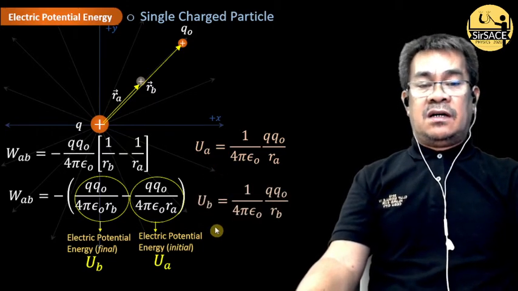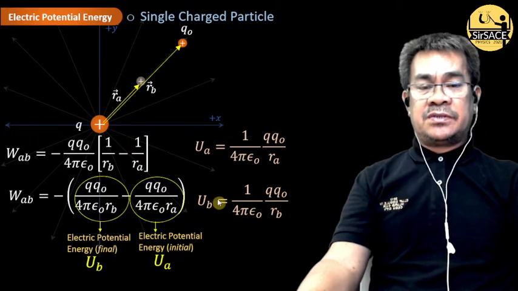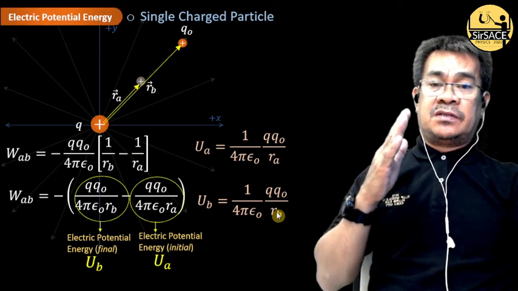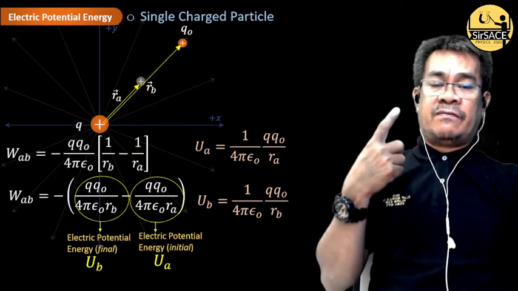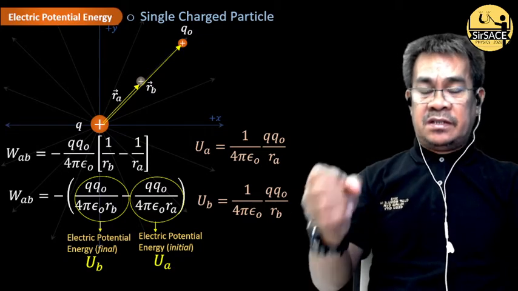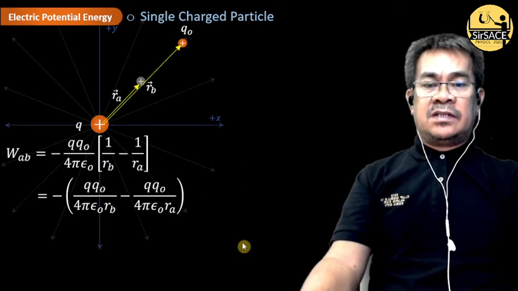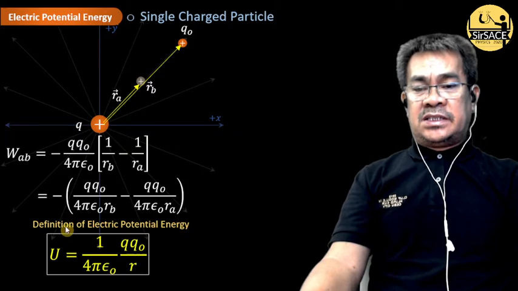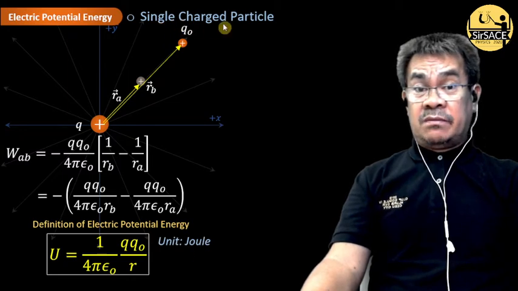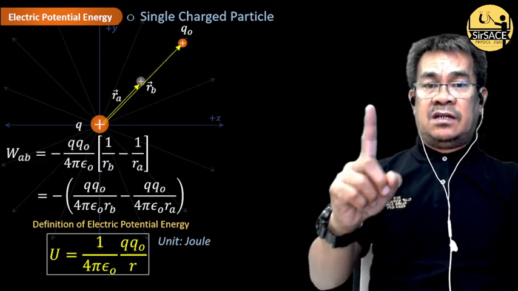Okay? So then, again, if you're asked how much is the energy in the final position, then the answer is 1 over 4 pi permittivity Q naught over RB. So as long as you have the two interacting charges and you are about to find the energy, you should have the distance. So it requires three parameters: the source charge, the moving charge, and its distance away from the source charge. Okay? So this is the general definition of electric potential energy of a single charge. Remember, single charge particle, meaning one charge and the other charge that interacts is only one charge.